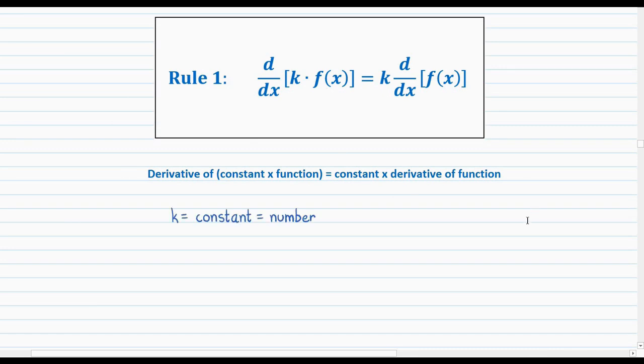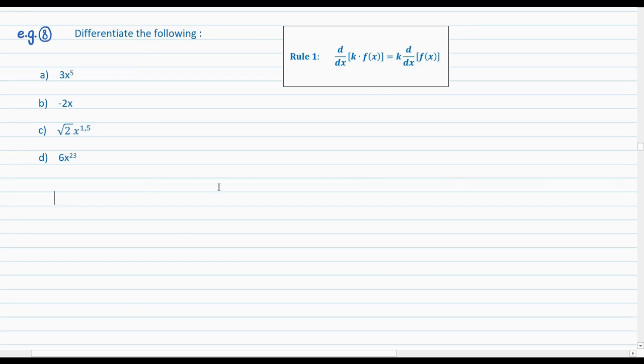Here's some examples using rule 1. We need to differentiate the following functions, and all of these are pretty much the same functions as the previous example, but this time they have a constant in front of the x term. So you need to use rule 1 to differentiate them.